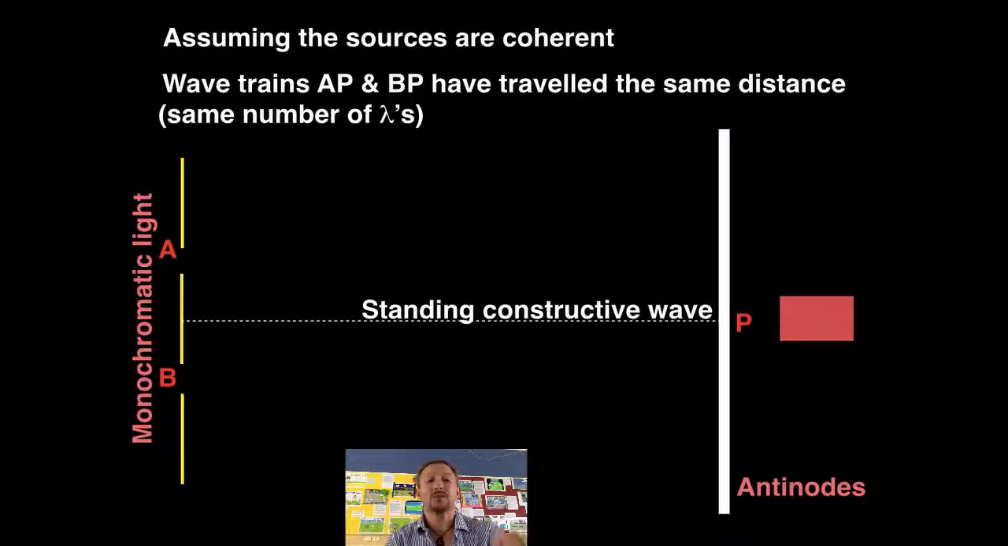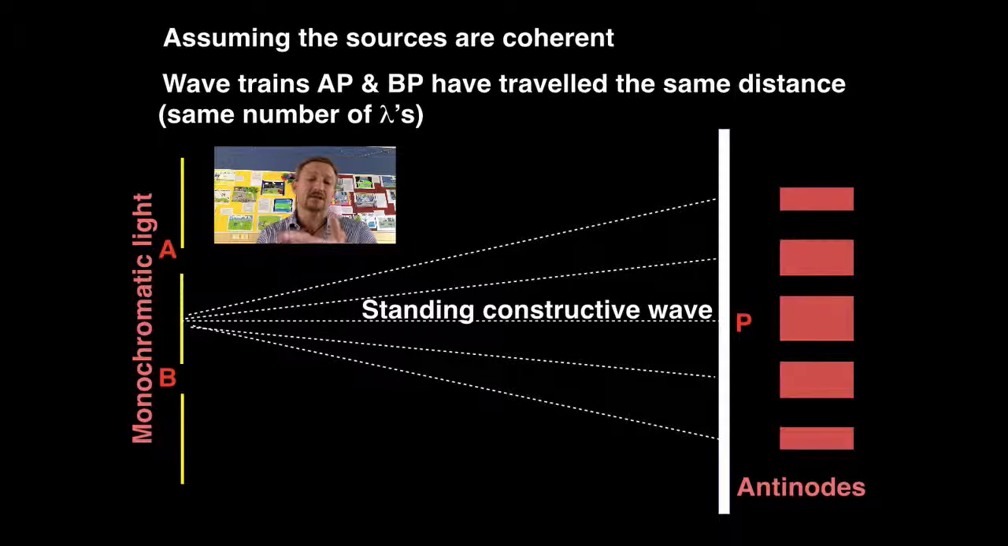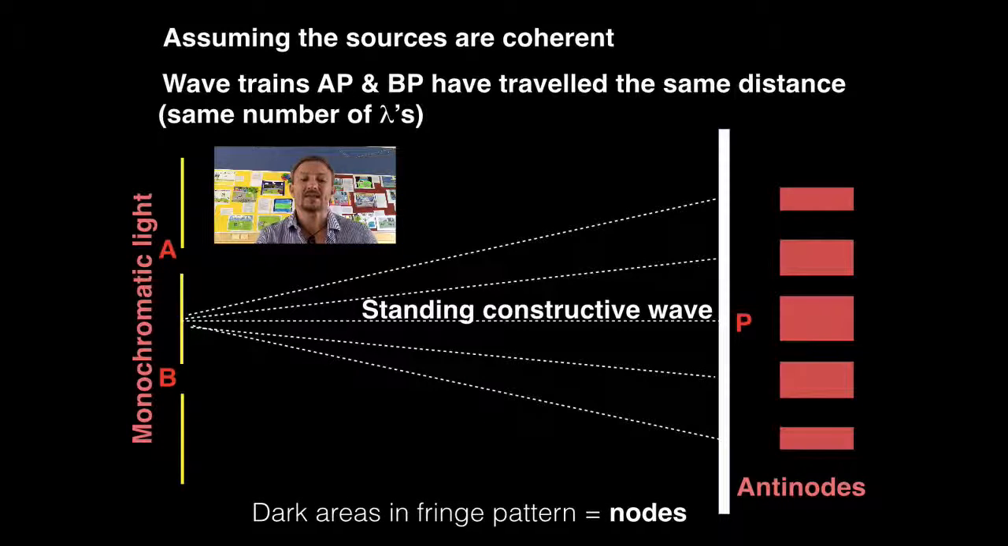Now, as we go from further up the screen, we will notice further standing waves which are going to be generated. And as a result, on our screen, we are going to get these fringe patterns. Obviously, as I stated earlier, the dark areas in these fringe patterns are going to be the nodes, where we get this destructive patterning occurring. Well, I hope that sort of explains how wave interference patterns come about.